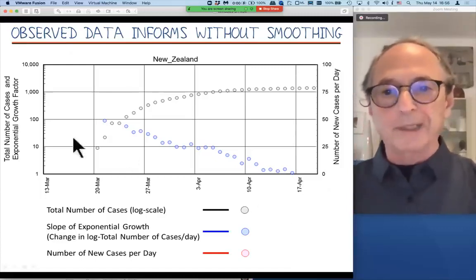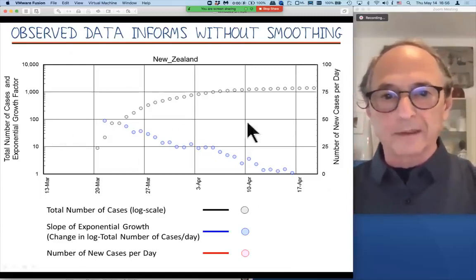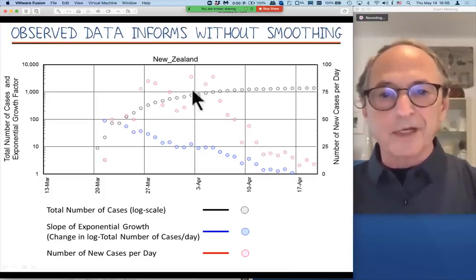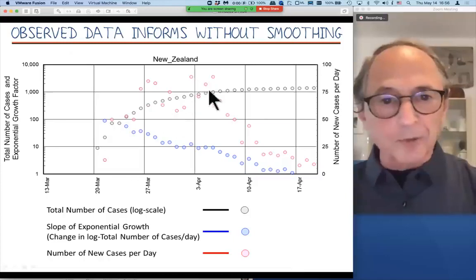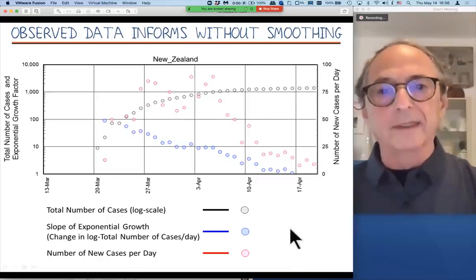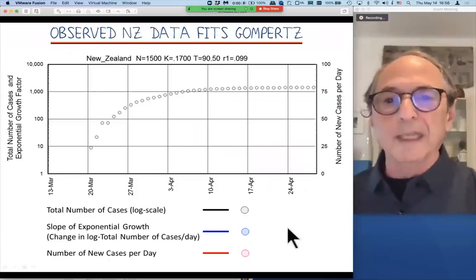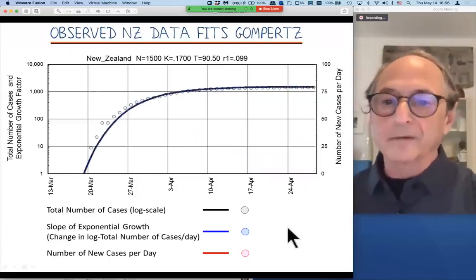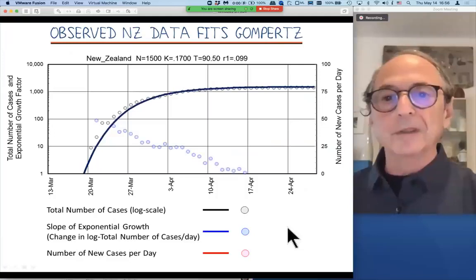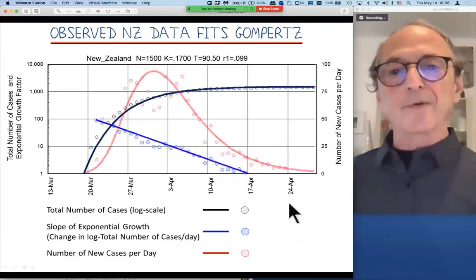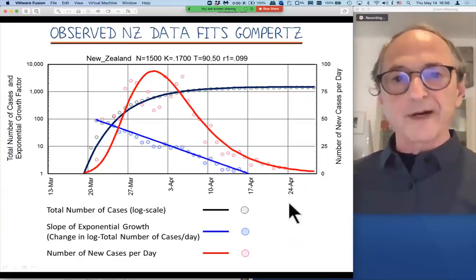Had growth been exponential, these points should have been along here. And then the number of new cases, and again, a nice peak. Of course, this is noisy. This is not a double peak. Data is very noisy. Same thing fitted. First, we fit the total number of cases on the log scale, a good fit there. The slope of that curve, a good fit there. And finally, the number of cases, and again, a good fit for unsmoothed data.